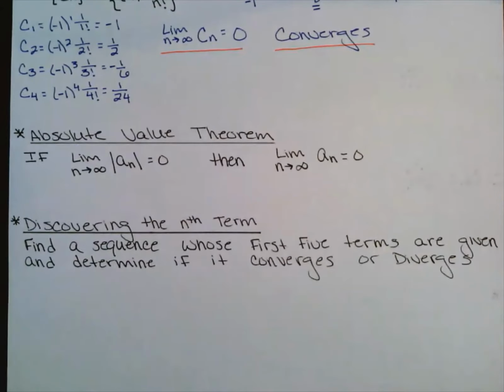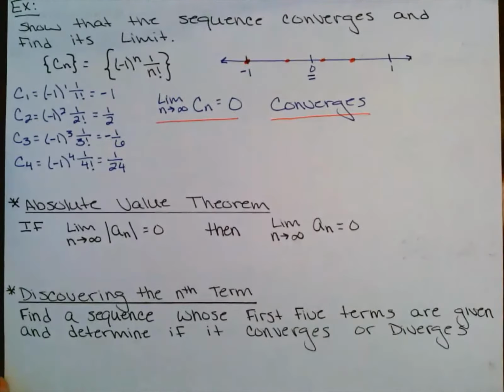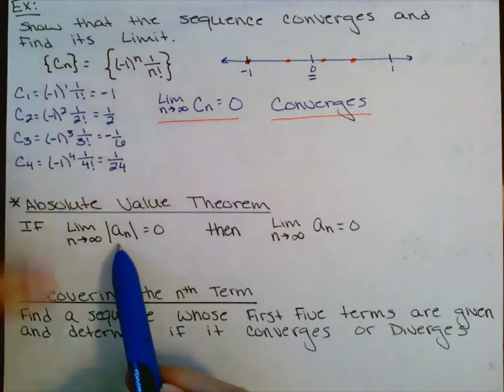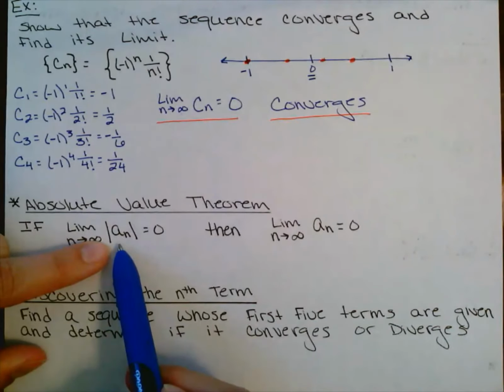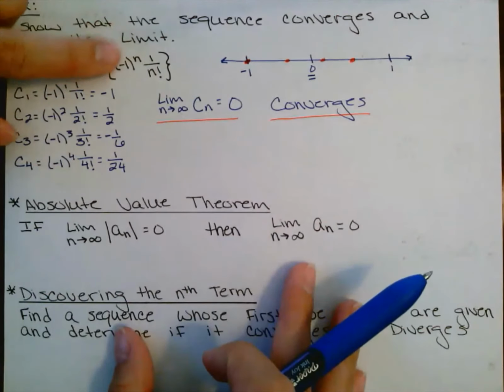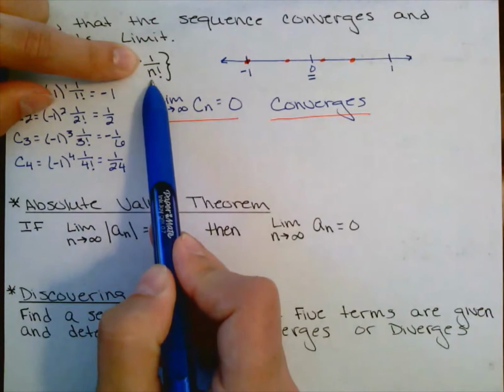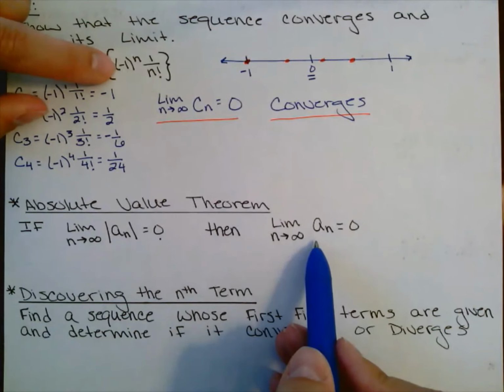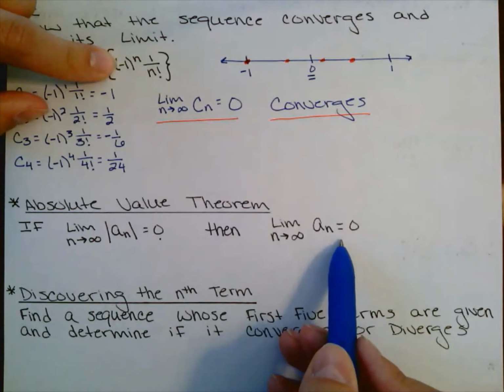These are nice things to jot down maybe on a separate sheet of paper that you could always refer back to. And that's the absolute value theorem. So actually, let's leave this here so you can see. If you can come to the conclusion that it'll converge to zero if I analyze the absolute value, meaning don't pay attention to the signs. So if I ignore this negative 1 raised to n, which is what will always alternate your signs, if I can state that this 1 over n factorial is going to converge to zero, then without the absolute value, meaning taking into account the sign change, I could also state that it's going to converge to zero.